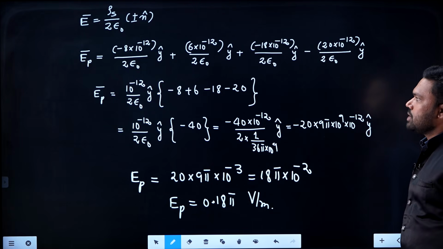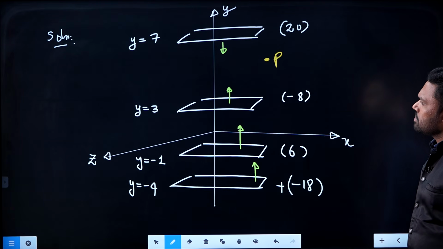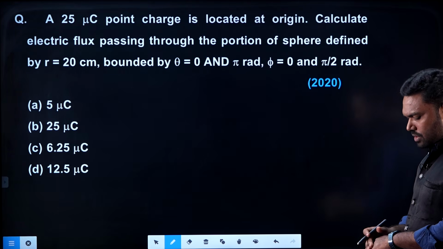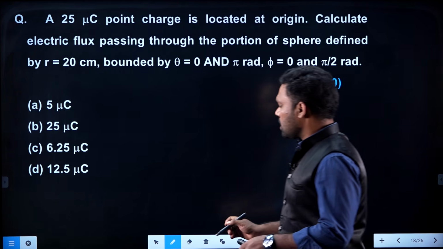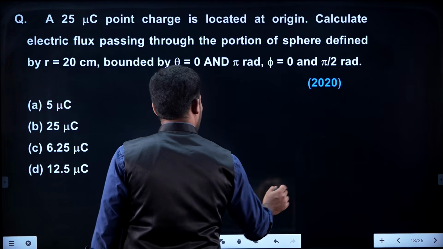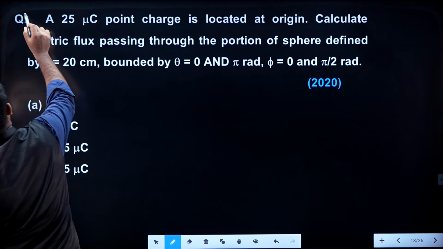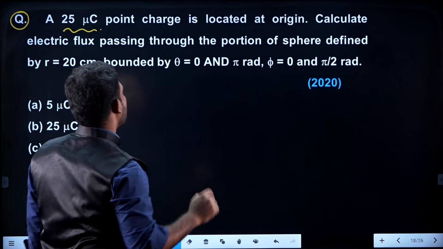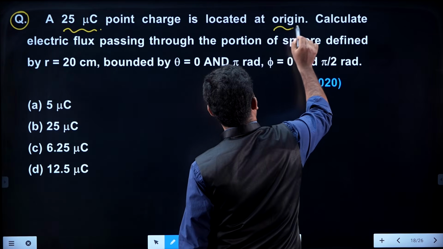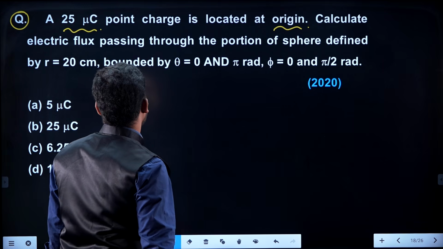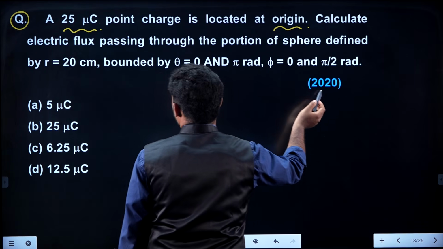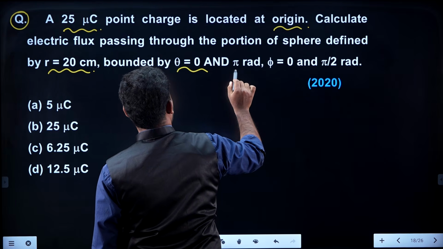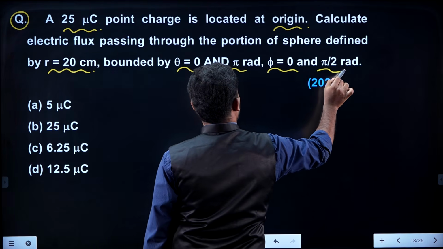Let us have one more question. It is purely formula based question. Yes, here is the question. Here you need a coordinate system, along with that you need what is called Gauss law. A 25 microcoulomb point charge is located at the origin. Calculate the electric flux passing through the portion of the sphere defined by r equal to 20 centimeters, theta from 0 to pi and phi from 0 to pi by 2.